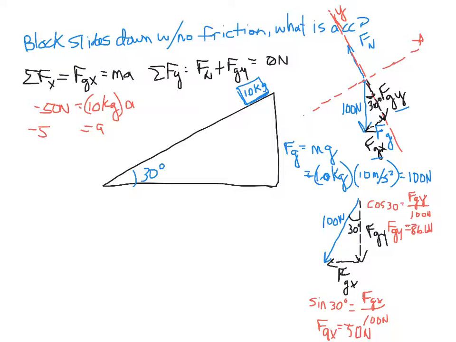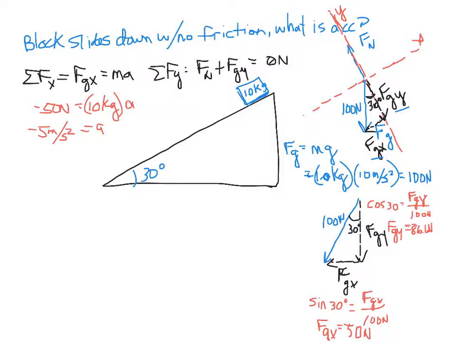Now again, notice the unit of measure. It's going to be a newton over a kilogram, which we found out earlier in our Newton's second law labs that we did, the two-part labs, that is a meter per second squared. So that is our acceleration of the block down the ramp with no friction force.